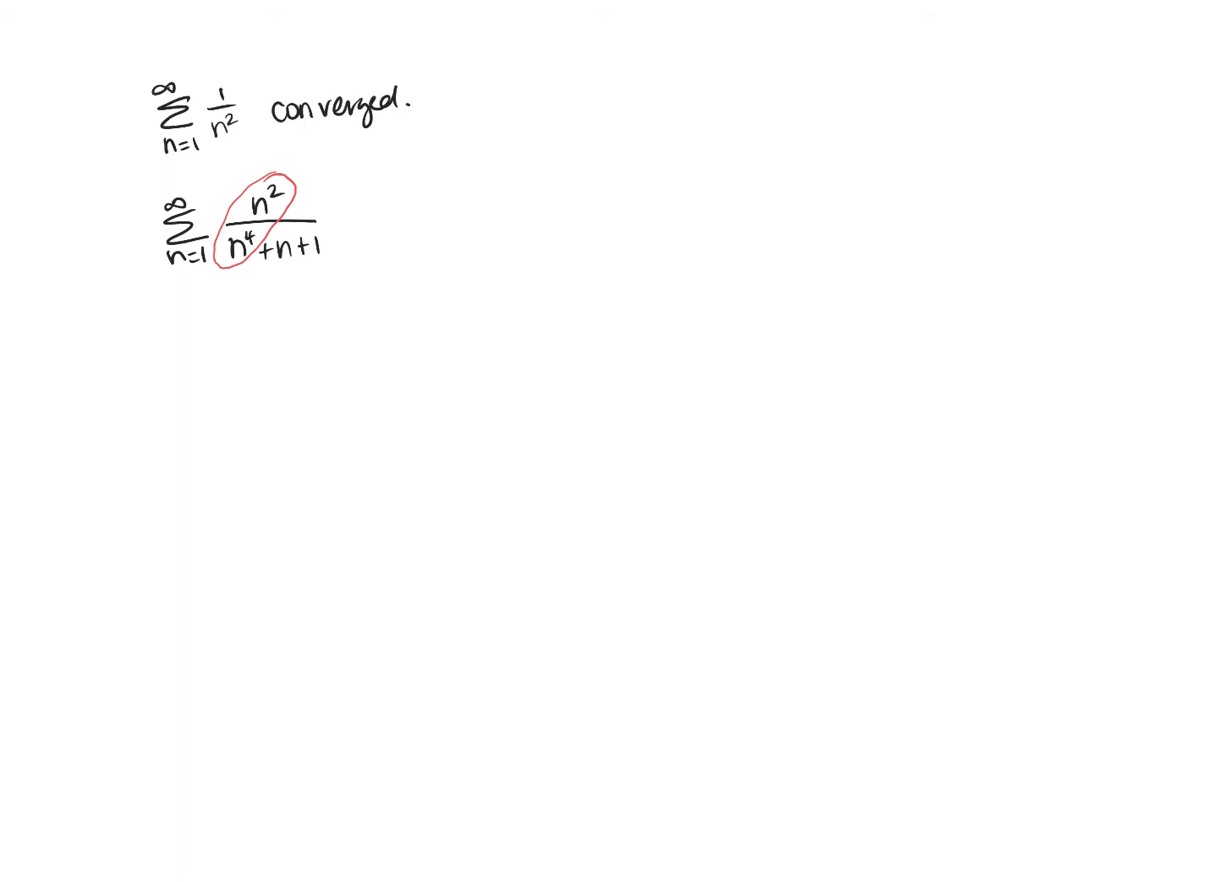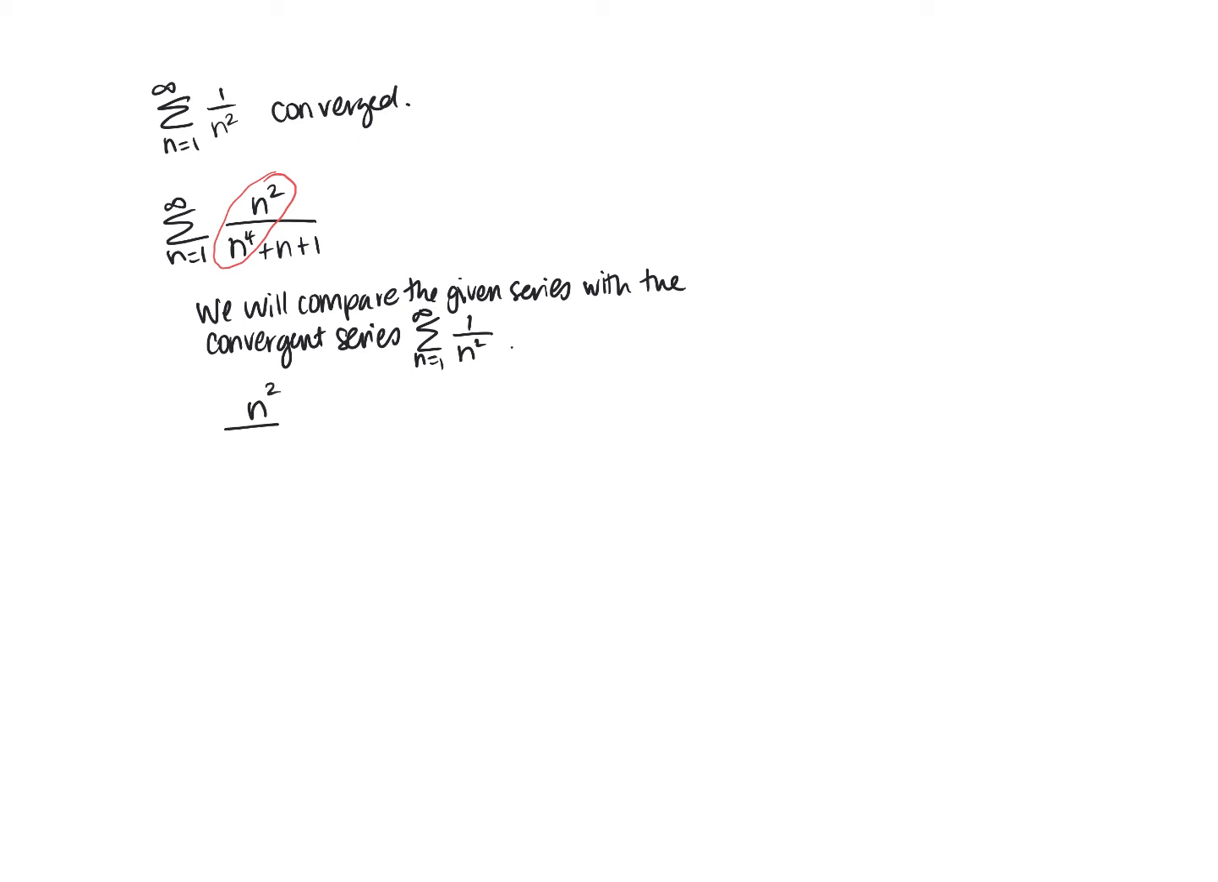So we can say we will compare the given series with the convergent series 1 over n squared. And so how do these terms compare? So if I look at n squared over n to the fourth plus n plus 1, how does that compare with, well, I'm going to write 1 over n squared this way. I'm going to write it as n squared over n to the fourth. So which of these is bigger?